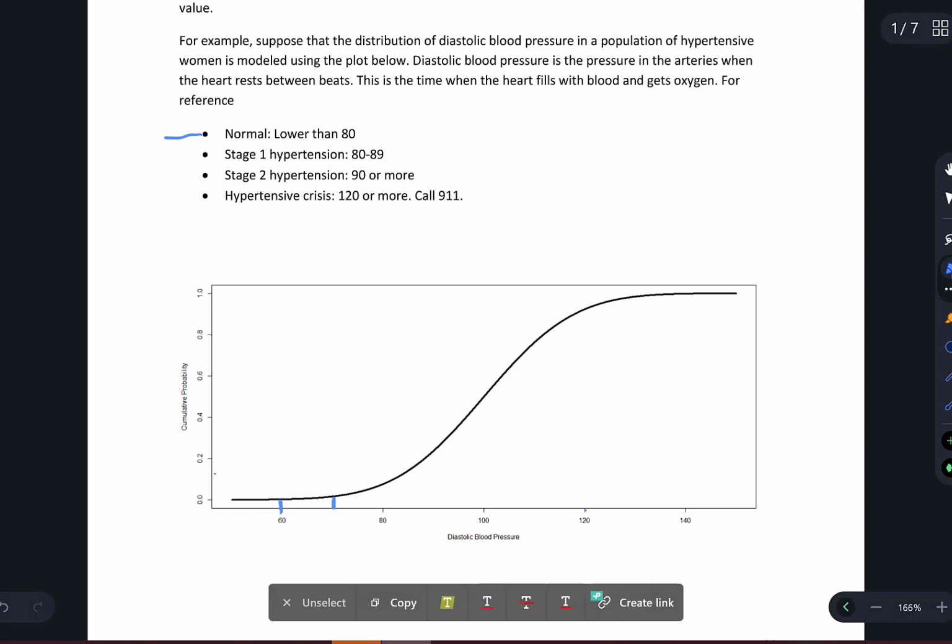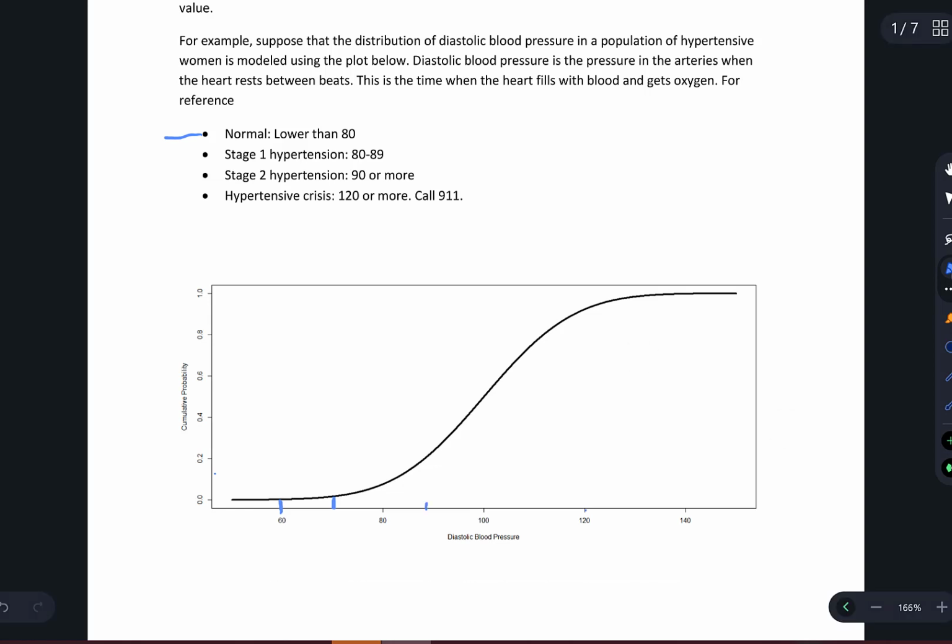On the other hand, if we look at diastolic blood pressure between 90 and 100, we have a much larger change in terms of that cumulative probability as we move from a diastolic blood pressure of 90 to 100. So here the rate of change is much larger. And so in order to describe rates of change, we can use calculus, and derivatives, which is going to be the primary topic of this chapter, give us a way to quantify rates of change.